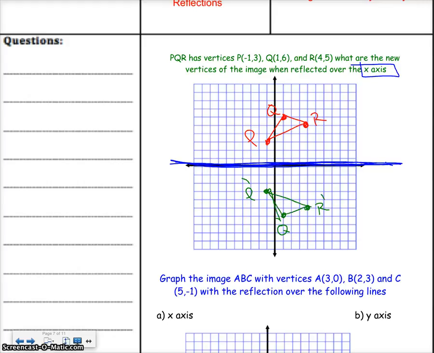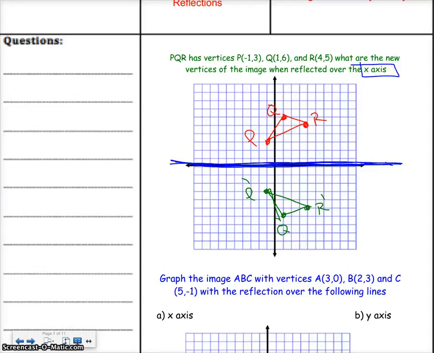And I have my reflected image. Mine's a little messier because my line looks weird. Now what you can do though is just double check your work. Imagine if I were to grab this and flip this along the x-axis, does it look like it would match up? Mine does.